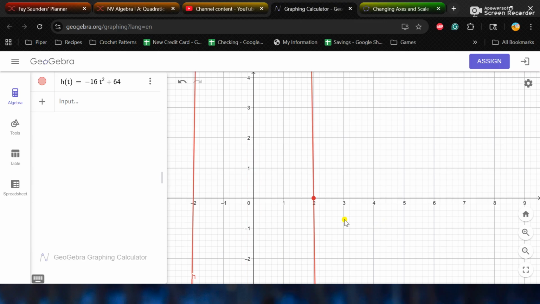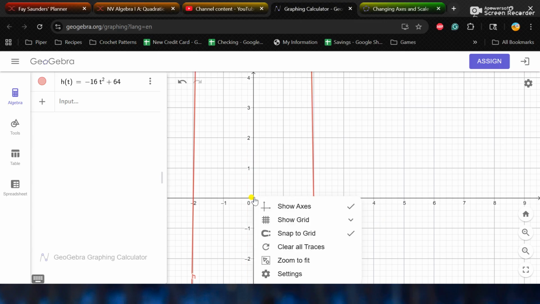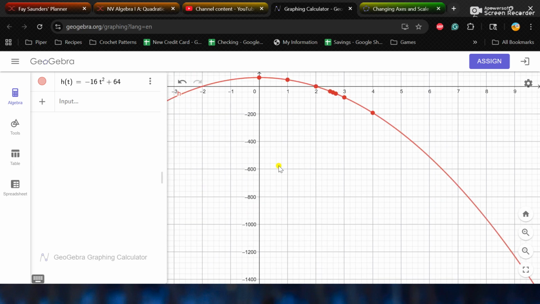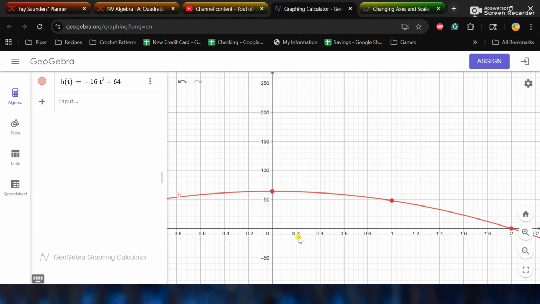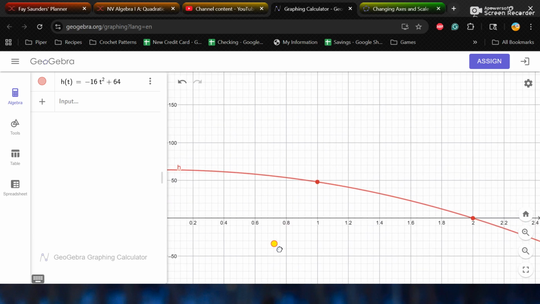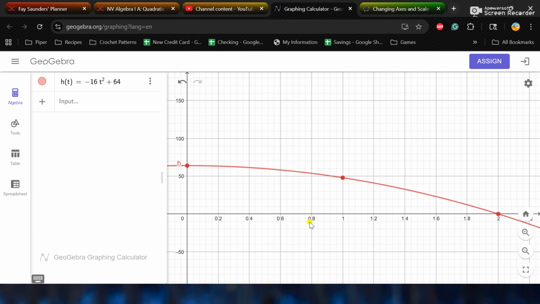I think I might have figured it out. Let's see if I can do it again. I clicked zoom to fit, and it messed with the ranges here. So now it's got 0.2, 0.4, 0.6, 0.8 for the seconds, and then it's going by tens: 10, 20, 30, 40, 50. But this allows you to see the range a lot better.